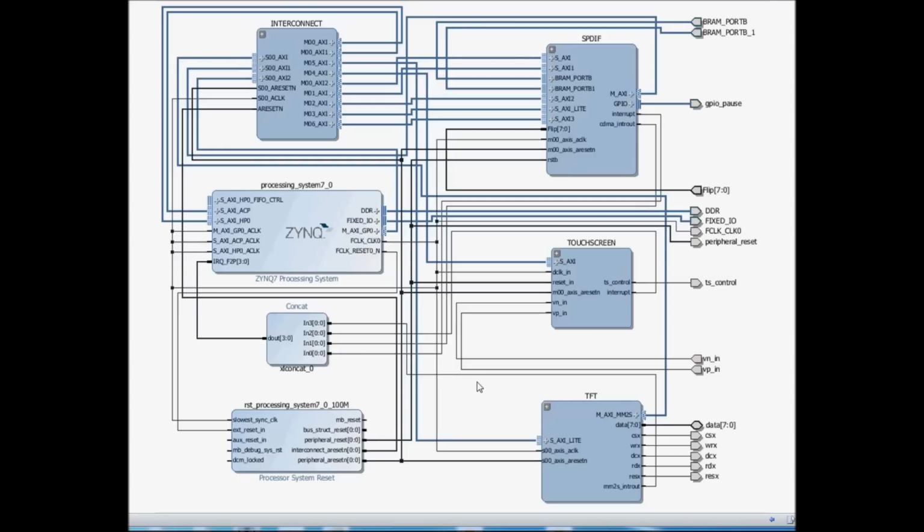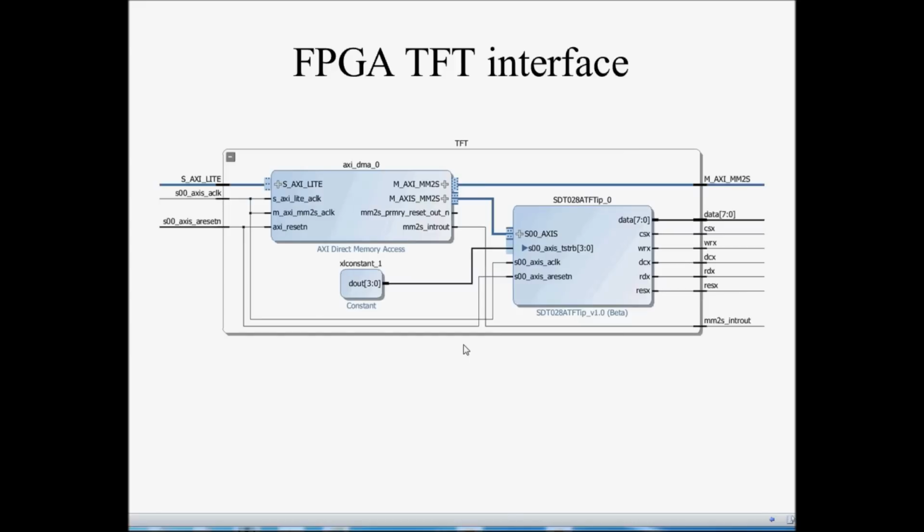This is an FPGA design with SPDIF, TFT, and touch panel interfaces. Data is transferred with DMA to the TFT controller, configured as 8-bit parallel mode, and it takes about 3 milliseconds to transfer the complete 320 by 240 16-bit pixel image to the display. So this is really fast. This IP decodes the command from the CPU and generates the correct sequence to the TFT controller.